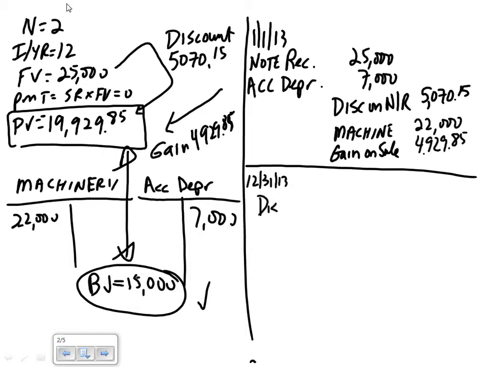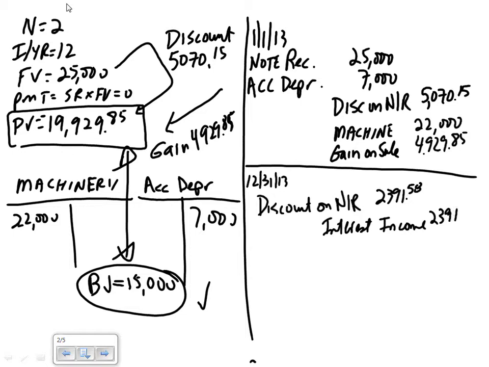All right. So now, even though there's no interest, we still have interest income for 2013, and interest income is going to be the amortization of the discount on note receivable. The carrying value of that note initially is $19,929.85. I multiply it by the effective rate of interest, which is 12%. And my interest income in the first period is $2,391.58. And that's going to be interest income, $2,391.58.